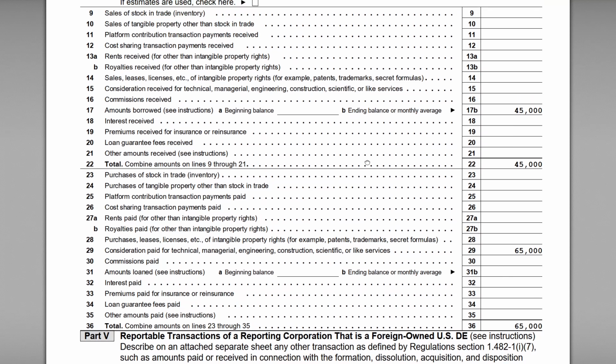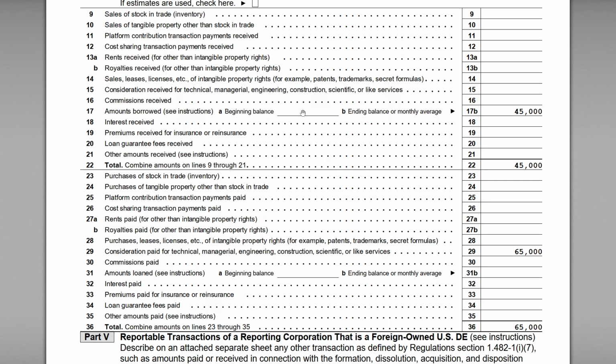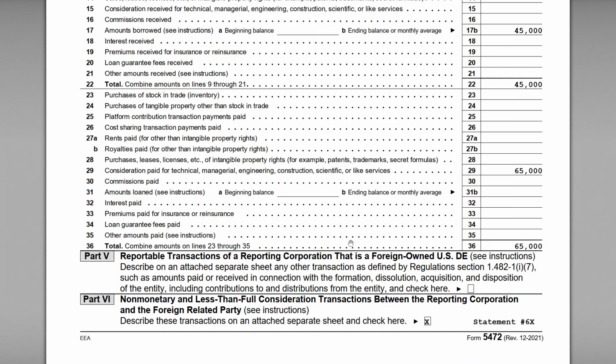For the loan balances, note that the beginning balance is zero, and this is because the company was set up in the current year. Obviously, if this was a year two disclosure, we would have beginning and perhaps also another ending balance, but in this case, beginning balances are zero.